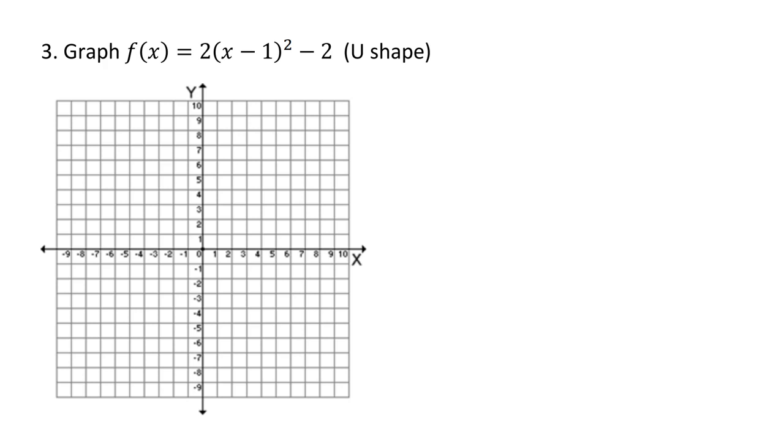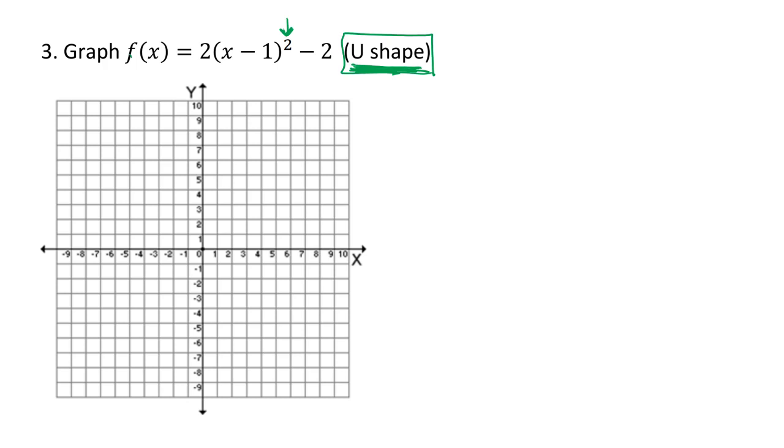All right, so this one is asking us to graph. Now, over here it says it's a U-shaped graph. On your test, that will not be there. You have to recognize that this is a parabola, and you can tell it's a parabola by the exponent. Since the exponent is a 2, it makes a U-shaped graph. Once again, this will not be there on the test. You have to recognize it from the exponent.